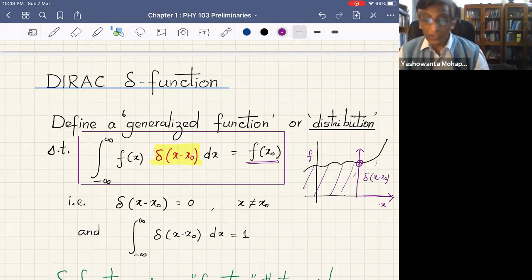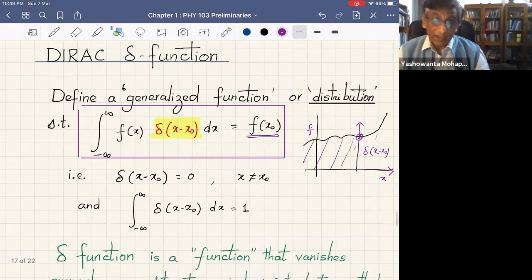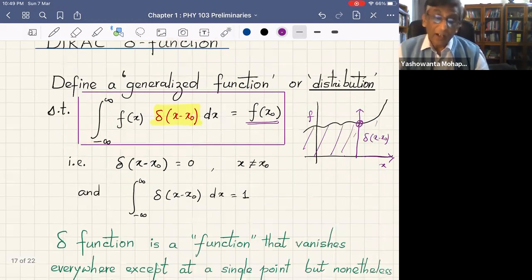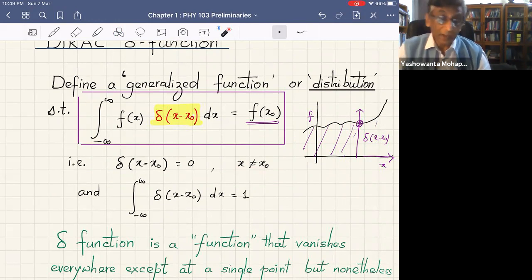So what is the definition? This is delta of x minus x naught equal to 0, unless, of course, x is not equal to x naught. It is 0 only at x. If x is equal to x naught, then it is infinity. So in fact, I can write it down as 0, and infinity at x equal to x naught.